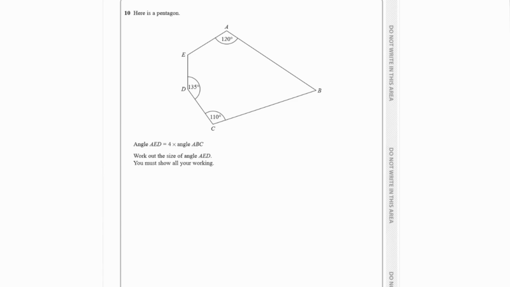Number 10. Here is a pentagon. Angle AED is equal to 4 times angle ABC. Work out the size of angle AED. You must show all your working. So we know that to find the angles in any polygon, we would have to use the formula 180 times n minus 2. In a pentagon, we've got 5 sides, so we would do 180 times 3, which gives us 540. This tells us that all the angles in this pentagon should give us a sum of 540.